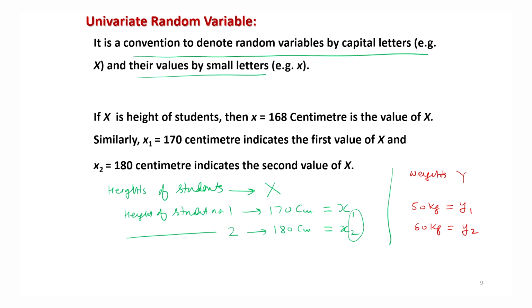So if I take the random variable to be capital X, then their values will be, say, small x. Right. And if I write down here, suppose, let x1, x2, up to x100 be the heights of students. What does this mean? That means we have got 100 numerical values, or we have got the heights of the 100 students, which are some numerical values, right?